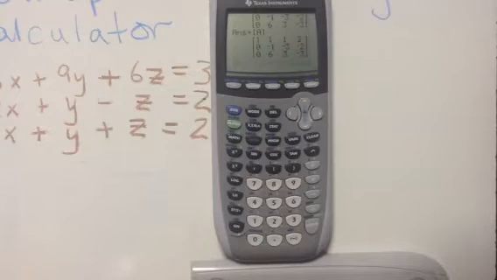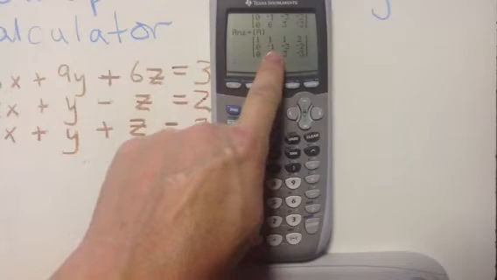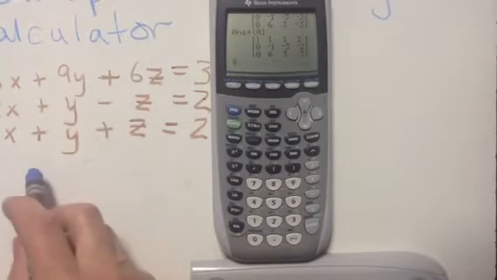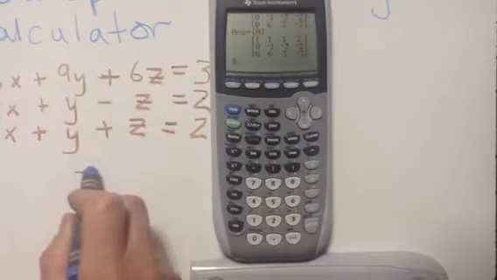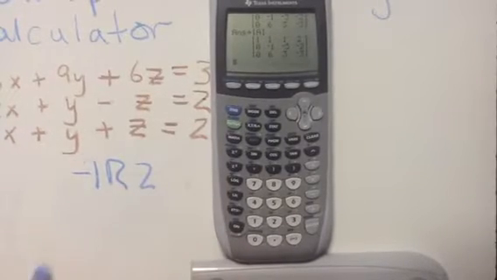Okay, we're going to finish solving this matrix. The next thing we need to do is get a positive 1 in that position right there. We would notate that with negative 1, row 2, multiplying row 2 by negative 1.